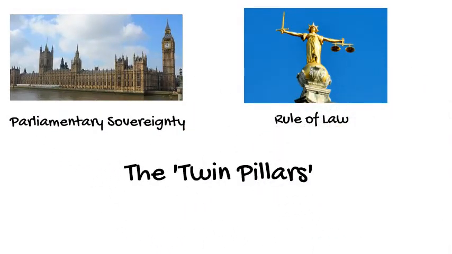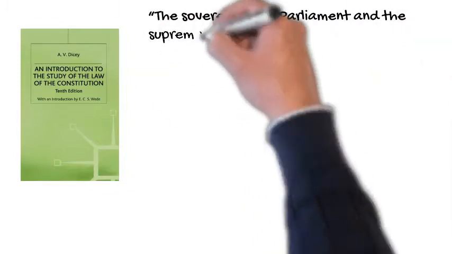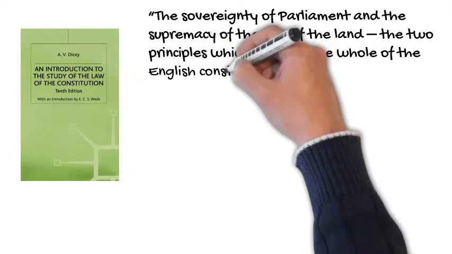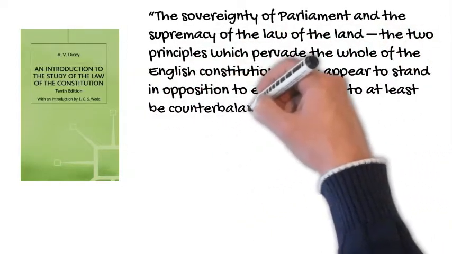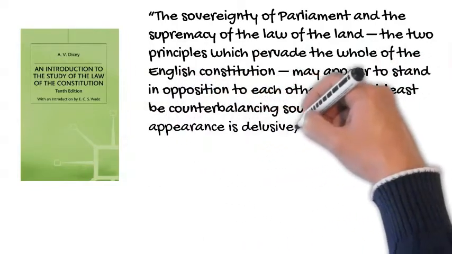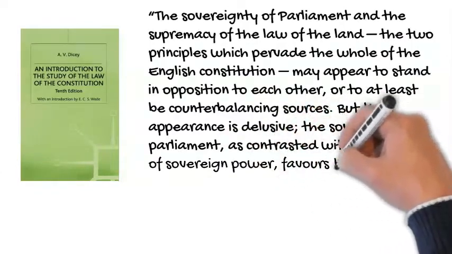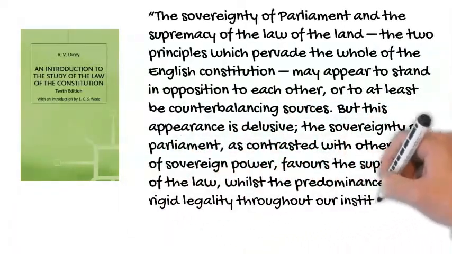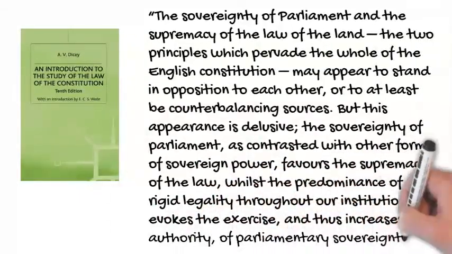In the book, which is often considered a work of authority on the UK Constitution, Dicey writes, "The sovereignty of Parliament and the supremacy of the law of the land, the two principles which pervade the whole of the English Constitution, may appear to stand in opposition to each other, or at least to be counterbalancing sources. But this appearance is delusive. The sovereignty of Parliament, as contrasted with other forms of sovereign power, favours the supremacy of the law, whilst the predominance of rigid legality throughout our institutions evokes the exercise, and thus increases the authority, of parliamentary sovereignty."